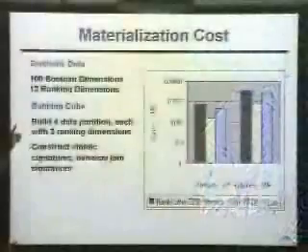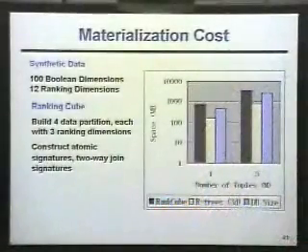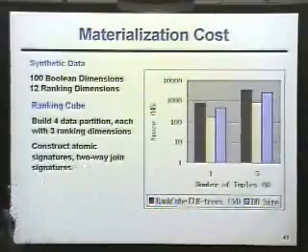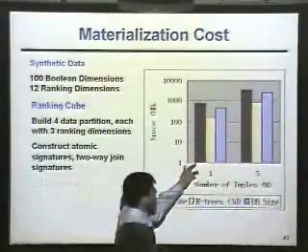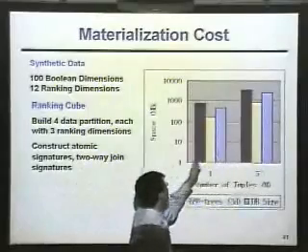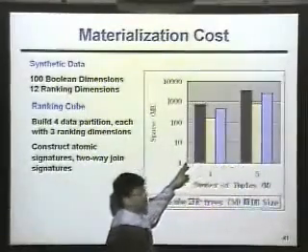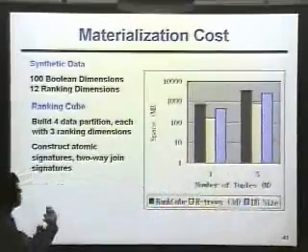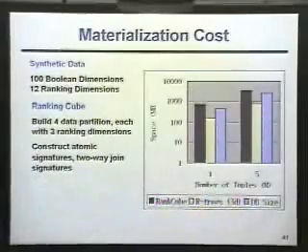So this is the overall materializing cost. We would like to see how much space we used to store this ranking cube. For example, in this synthetic data set, we have 100 Boolean dimensions, we have 12 ranking dimensions, and we build 4 data partitions, each have 3 ranking dimensions, and we construct atomic signatures and all two-way join signatures. And this is the size we used. This blue bar is the original database size, the fourth bar is the space used by ranking cube, and this yellow bar is the space used by each data partition. So we can see the size actually is equivalent to the original database size. So we actually control the materialized cost quite well.